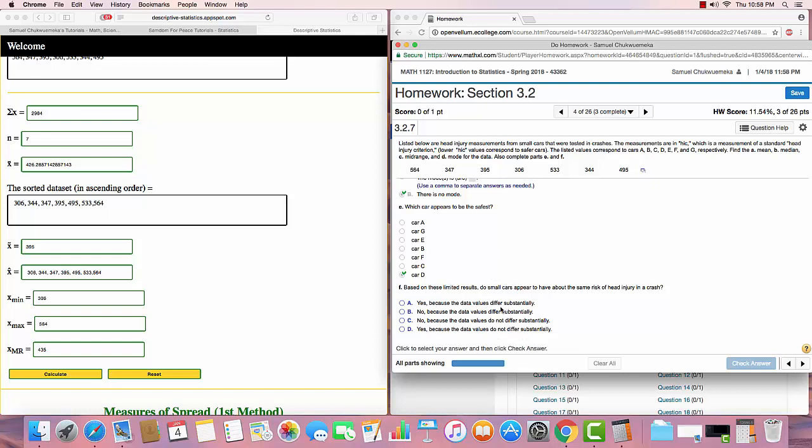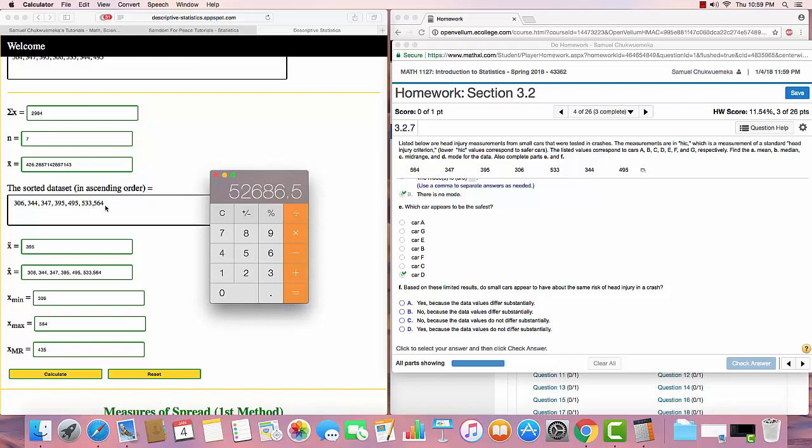If you look at these values, when we talk about differing substantially, we are looking at 5%. Is it more than 5%? Here, we see the maximum is 564, the minimum is 306. So if we take 5% of this, what will it be? If any of the values is more than 5% of another value, then it differs substantially. So for example, if we take 5% of 564, that gives us 0.05 times 564, and then we subtract from 564, that's 564 minus 28.2.